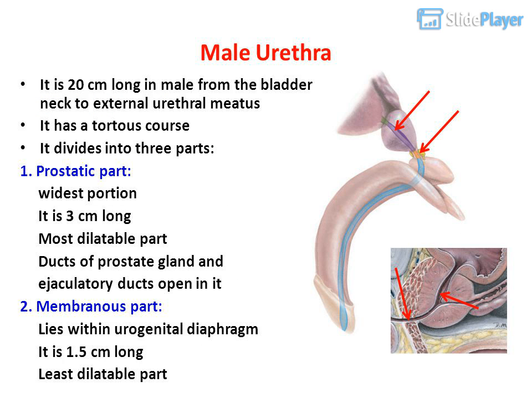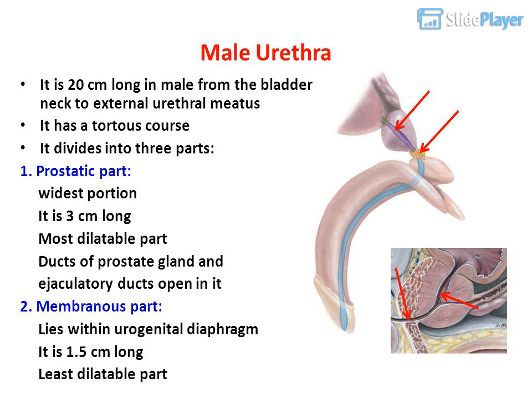Male urethra. It is 20 cm long in male, from the bladder neck to external urethral meatus. It has a tortuous course. It divides into 3 parts. 1. Prostatic part: widest portion, 3 cm long, and the most dilatable part. Ducts of prostate gland and ejaculatory ducts open in it.